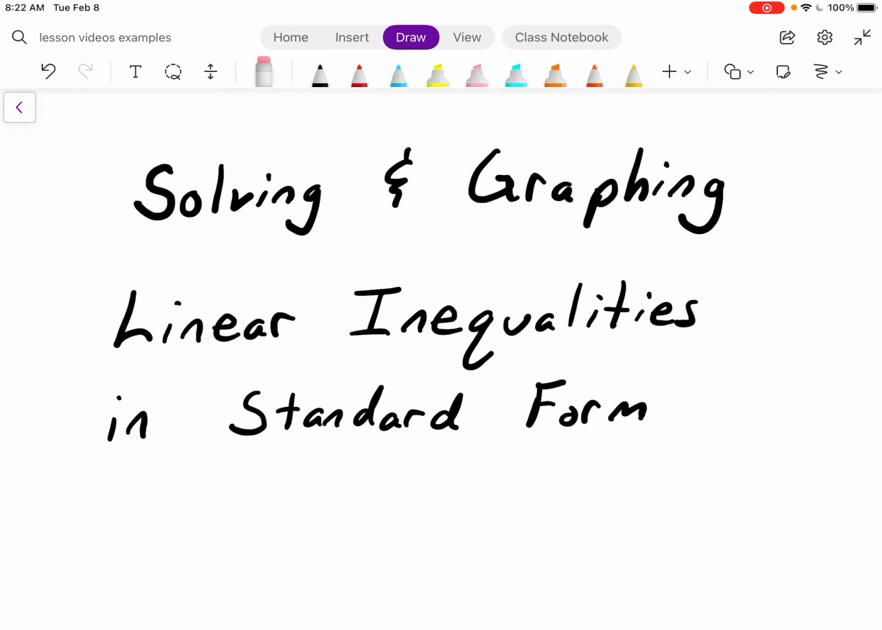This video today is designed to help you understand and be able to solve and graph linear inequalities when they are in standard form. Standard form is when the x and y variables are on the same side, and you have to solve to get y by itself into y equals mx plus b form, or slope-intercept form, so you can identify the slope and the y-intercept in order to graph.